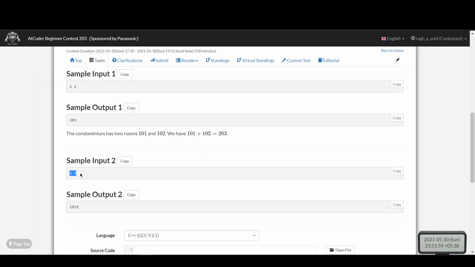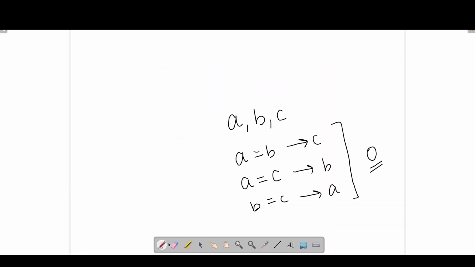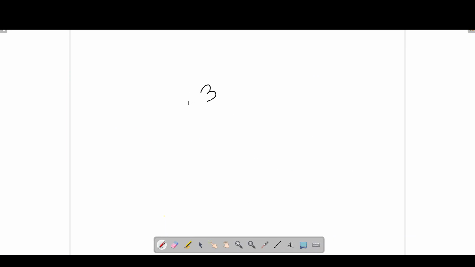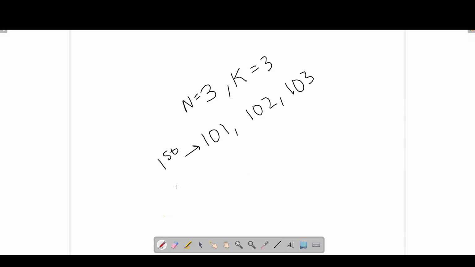For the 3, 3 example, we can just check if the sum is 1818 or not. Let's have a dry run of that. Okay, so now if there are 3 rooms and 3 floors, then n is 3 and k is 3. So the room numbers would be 101, 102 and 103. These 3 rooms would be on the first floor, right? And for the second we would have these, while for the third we would have these.